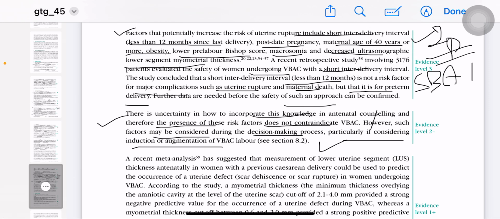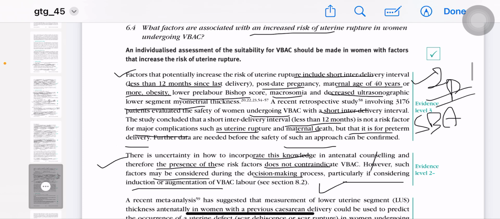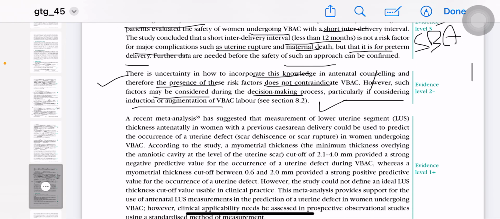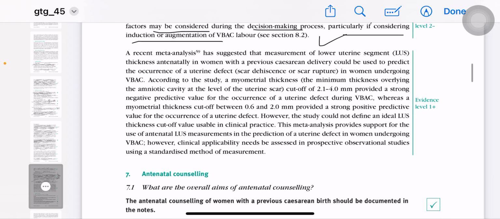So they said that usually these are the factors that we have. They increase the chance of rupture in women undergoing VBAC. These are certain factors you have to consider, but vaginal delivery after cesarean section is not a contraindication. You have to give a trial to these patients, but under close surveillance and the consultant's decision.